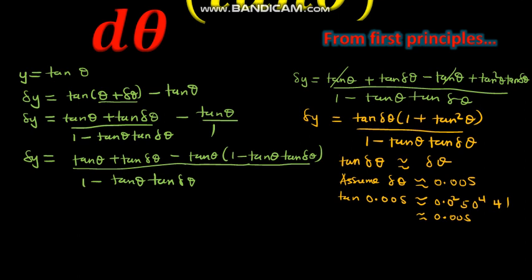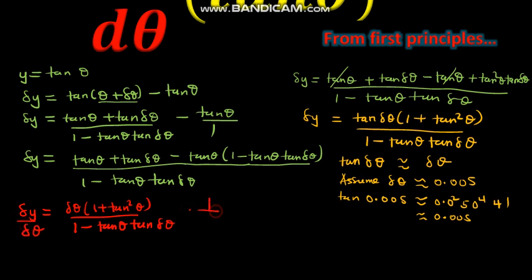Therefore we shall say a small change in y is equal to the small change in theta times (1 plus tan squared theta) over (1 minus tan theta tan of the small change in theta). Then we divide by the small change in theta on both sides, and this small change in theta will cancel. We shall have dy over d theta equal to 1 plus tan squared theta over 1 minus tan theta tan of the small change in theta.